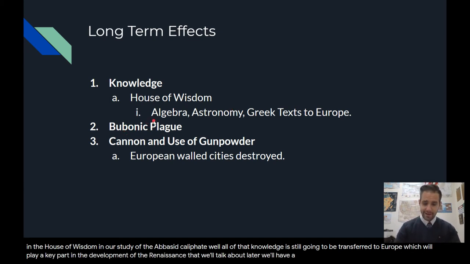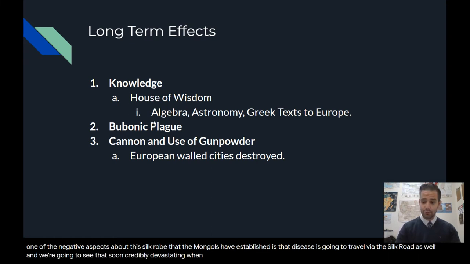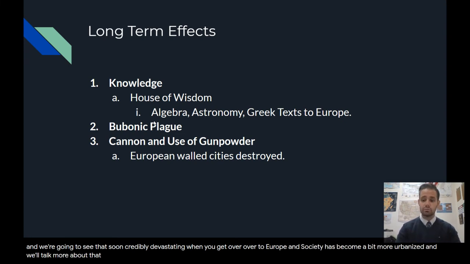We'll have a lot of time to talk about the bubonic plague, but one of the negative aspects of this Silk Road that the Mongols have established is that disease is going to travel via the Silk Road as well. We're going to see that's incredibly devastating when you get over to Europe and society has become a bit more urbanized. We'll give the bubonic plague its own day where we can really take a deep dive and look at it.